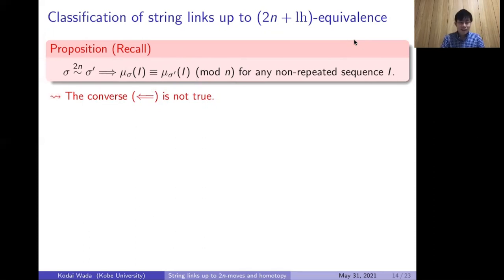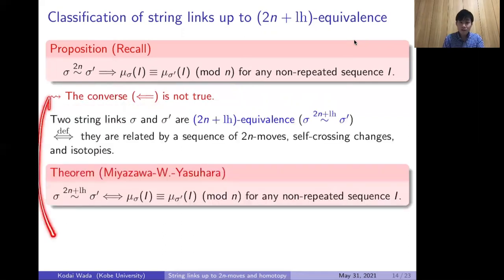However, the converse holds for a weaker equivalence relation than 2n equivalence. Like this. We say that two string links sigma and sigma prime are 2n plus LH equivalent, denoted by this, if they are related by a sequence of 2n-moves, self-crossing changes, and isotopies. The term 2n plus LH stands for the combination of 2n equivalence and link-homotopy.